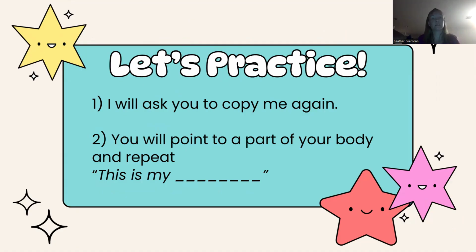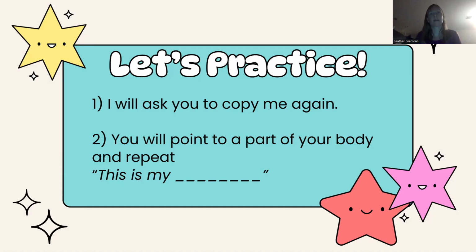And so these are the instructions. Now let's practice what we just talked about. I'm going to ask you to copy me again, and then you're going to say the word in a whole sentence. So let me model this. My turn. All right, I'm going to say, touch your head. Okay, and I want everyone to touch their head. Do it with me. Okay, good. Now listen. I'm touching my head. I'm going to say, this is my head. Your turn. This is my head.